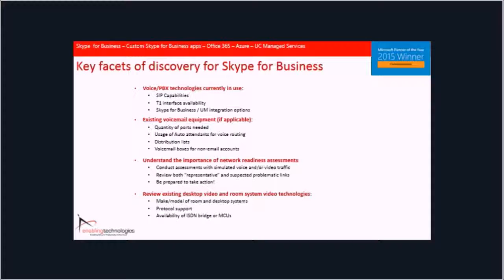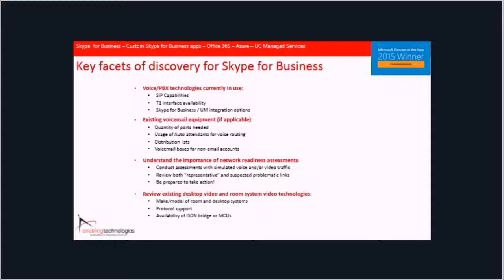Are we in a gradual migration, moving people from a Cisco Call Manager, for example, to Skype for Business? Or are we going to keep these 100 people over here on our Avaya PBX because we want to deprecate our investment in that contact center, but these 700 people are going to be on Skype for Business? Understanding the technologies in place will help you identify whether they're SIP capable for integration. If not, what do we need to do as far as looking at perhaps T1 interface availability?